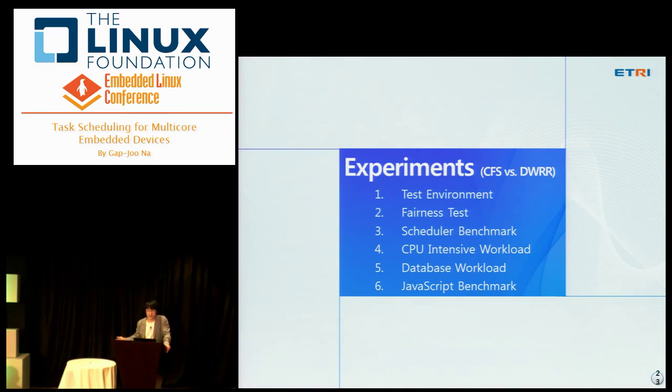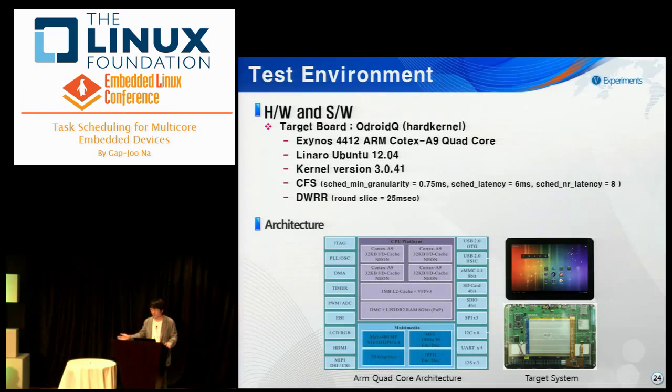So far, I explained the DWRR algorithm's key ideas and its limitations. Now I show you the comparison result between CFS and DWRR. The test environment is like this. Our target board consists of a quad-core Cortex-A9 CPU, and we used Linaro Ubuntu 12.04, and the kernel version is 3.1.41. The compared schedulers are, of course, CFS and CFS with DWRR.